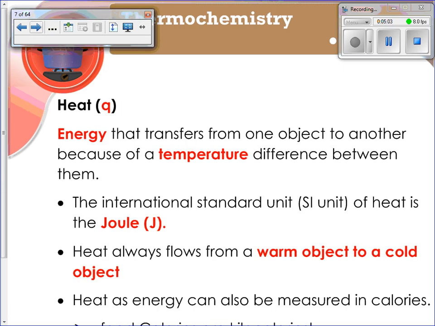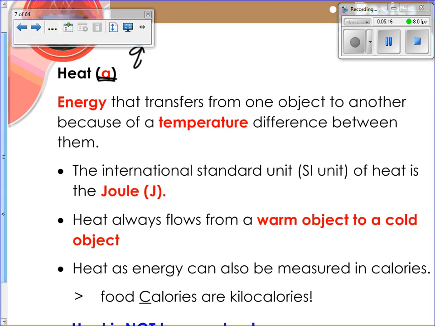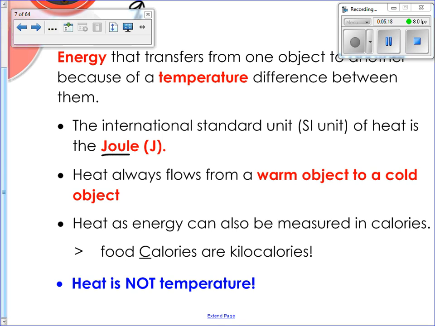Heat is going to be notated with a Q. Sorry, my calibration is really driving me crazy here. Heat is going to be notated with a Q, and by definition, heat is the energy that transfers from one object to another because of a temperature difference between them. The SI unit for it is going to be joules, and heat, it's worth noting, always flows from a warm object to a cold object.